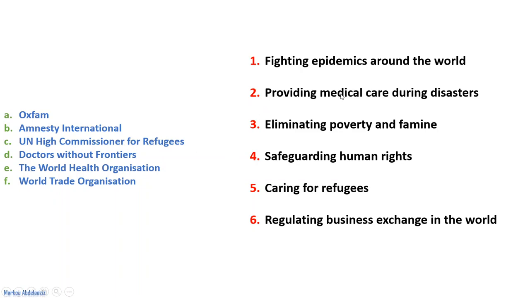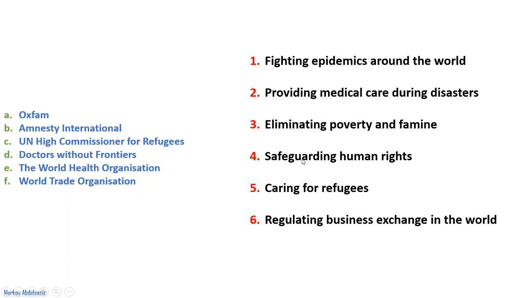So here we have providing medical care during disasters. This one deals with disasters, for example when we have an earthquake or fire or war, like in Syria. This organization provides medical care. It sends doctors, medicines, and a lot of other things. Eliminating poverty and famine. This organization is fighting poverty and famine. Famine is hunger. It's from hungry.